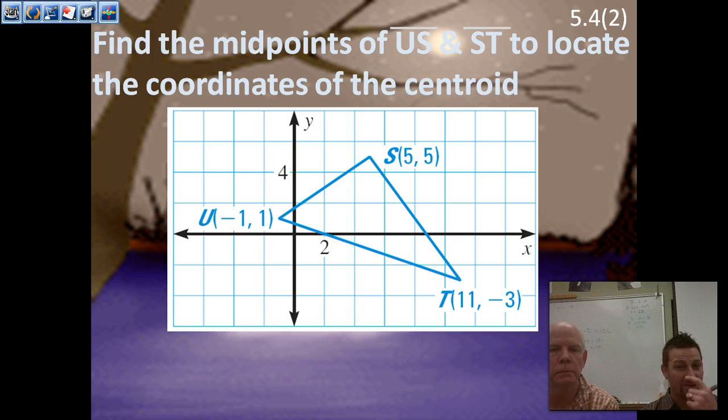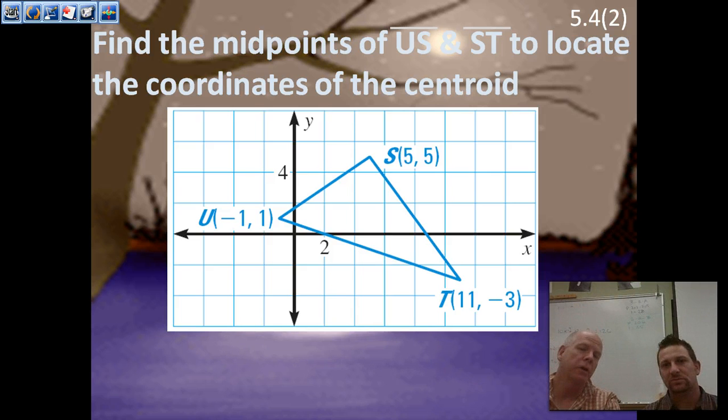All right, and so what we're going to have to do here is find the midpoints of US. So we got to find out where that point is here in the middle of US, and we've got to find out where that point is here in the middle of ST, and then cross those lines and see what our centroid is, come up with an ordered pair. So Mr. Scritchfield, what would you do to figure out the midpoint here?